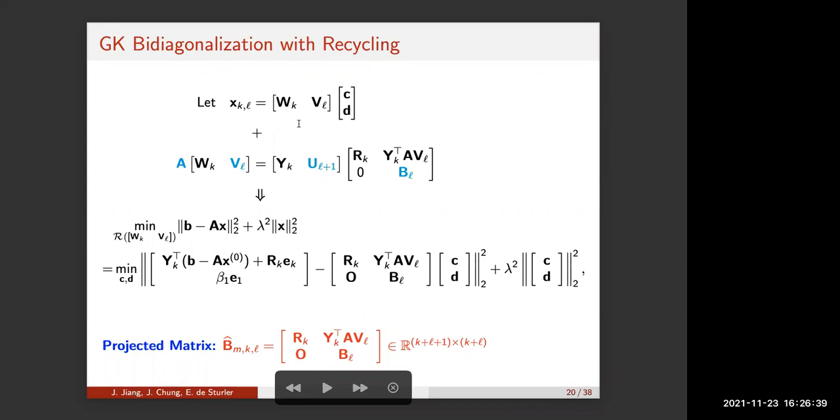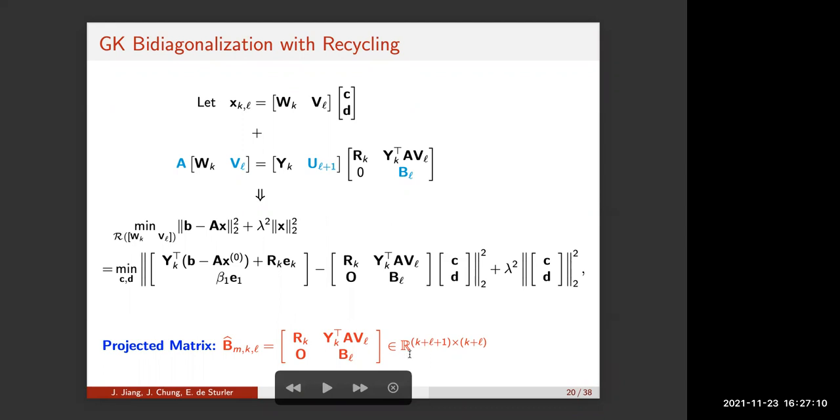And then we also do the projection. We can see the projected matrix is like this, where R is based on the QR decomposition and is upper triangular, and BM is bidiagonal. So now the projected matrix is not bidiagonal again, but it's upper triangular. It's also okay because the size of the projected matrix is very small. So even if it's a dense matrix, solving this problem is not expensive.